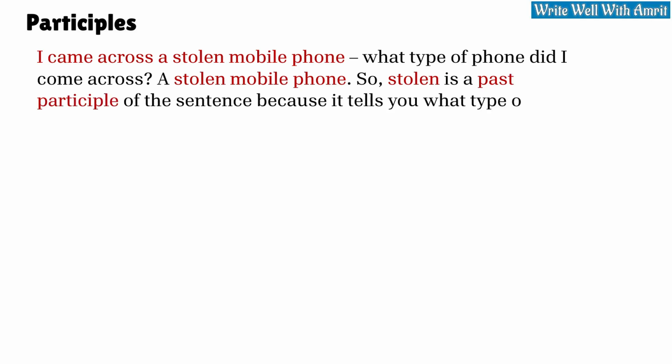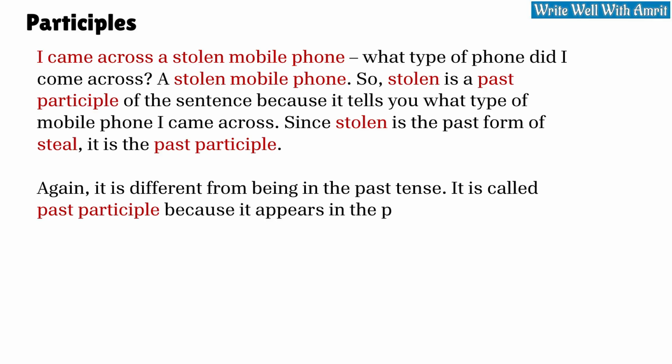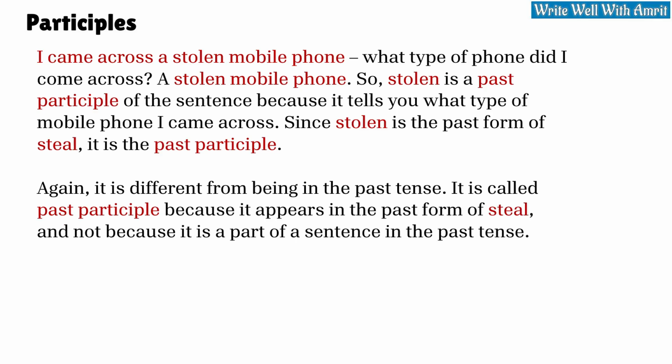I came across a stolen mobile phone. What type of phone did I come across? A stolen mobile phone. So, stolen is a past participle of the sentence because it tells you what type of mobile phone I came across. Since stolen is the past form of steal, it is the past participle. Again, it is different from being in the past tense. It is called past participle because it appears in the past form of steal and not because it is a part of a sentence in the past tense.